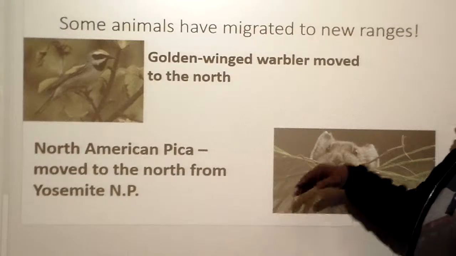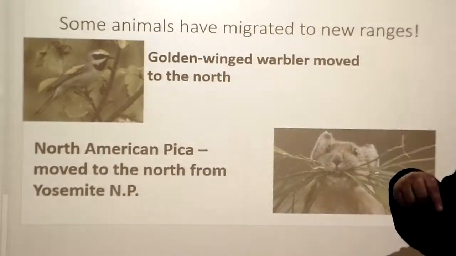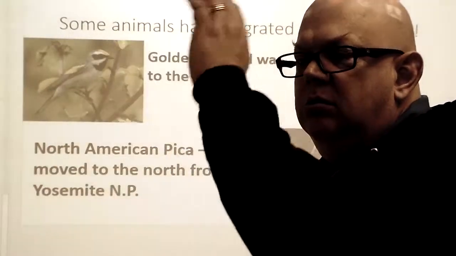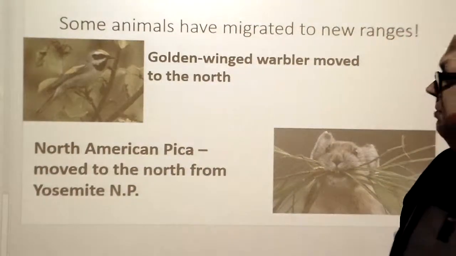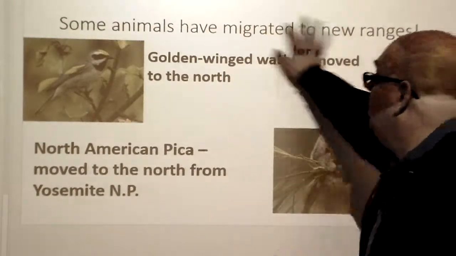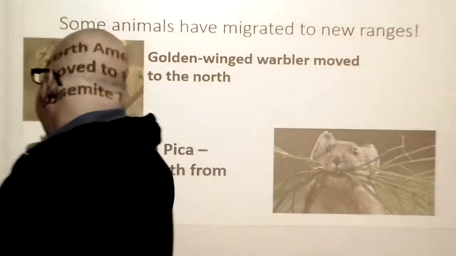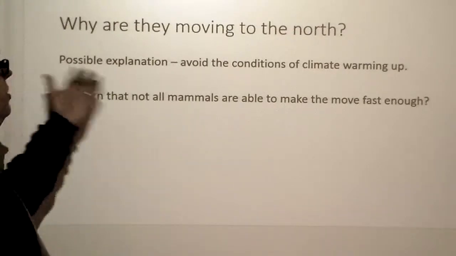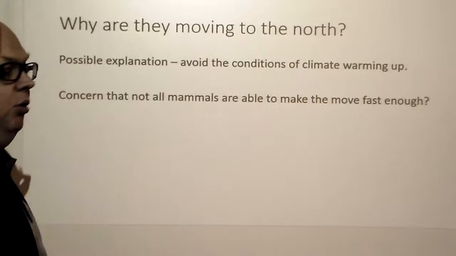Now, he moved to the northern mountain ranges from Yosemite National Park. The pika is still in the mountain ranges, but it has shifted to the north of Yosemite. So their range has changed. And they're changing because their argument is that it is climate change. Now, if these animals are able to sense something, why are they moving to the north? Possibly to avoid the conditions of the climate warming up.